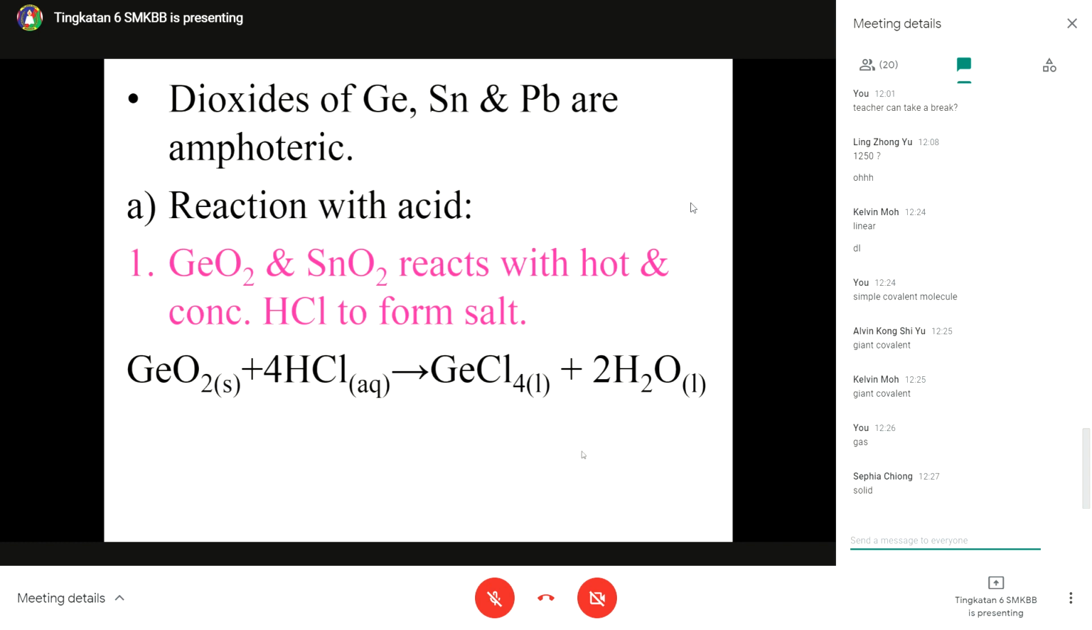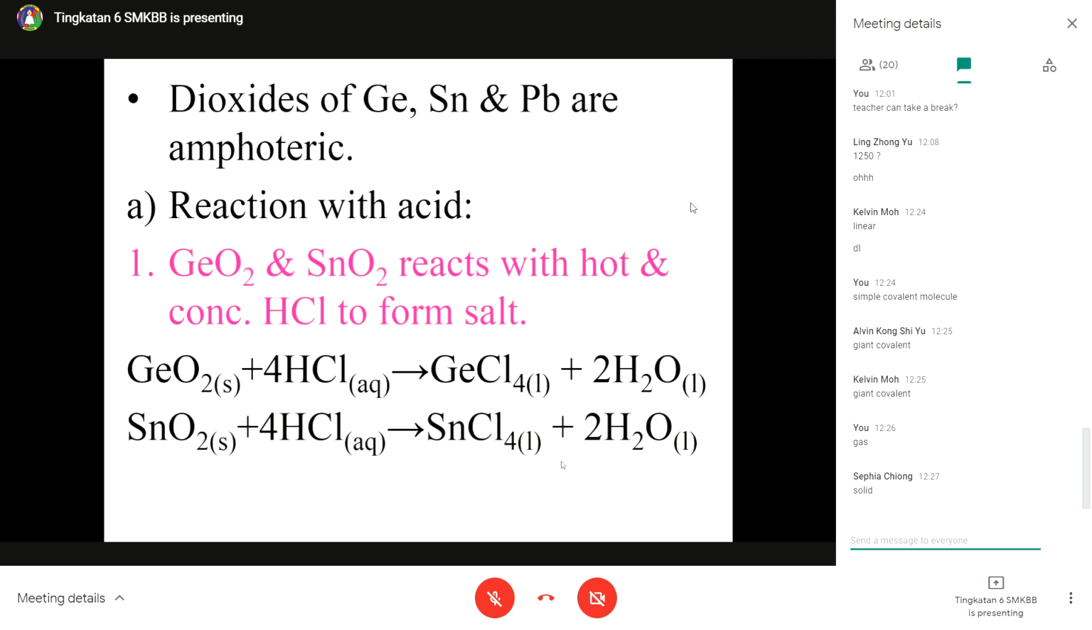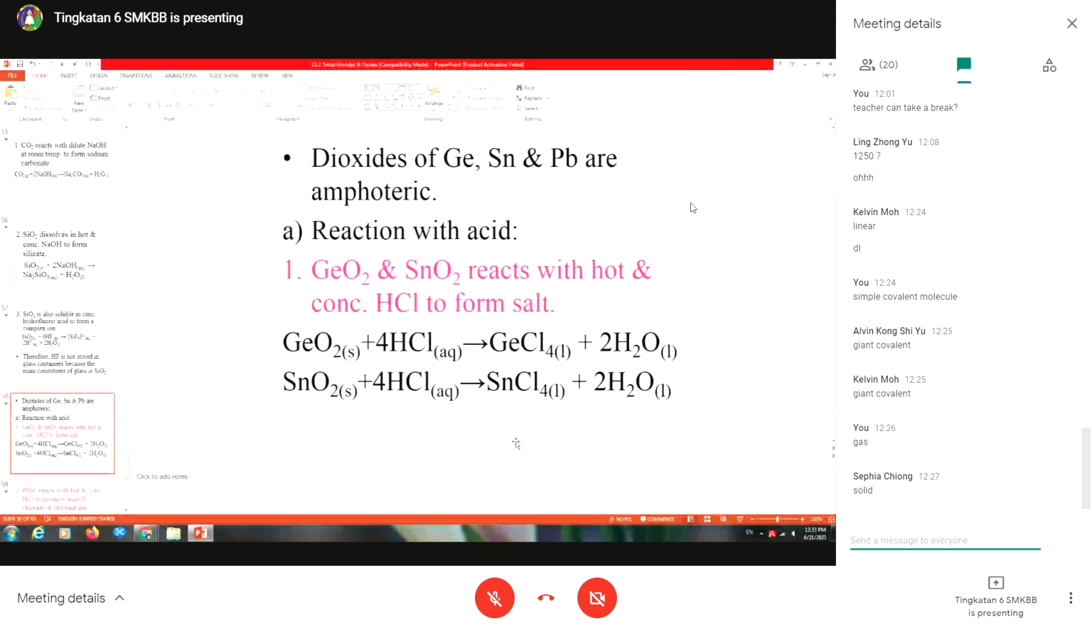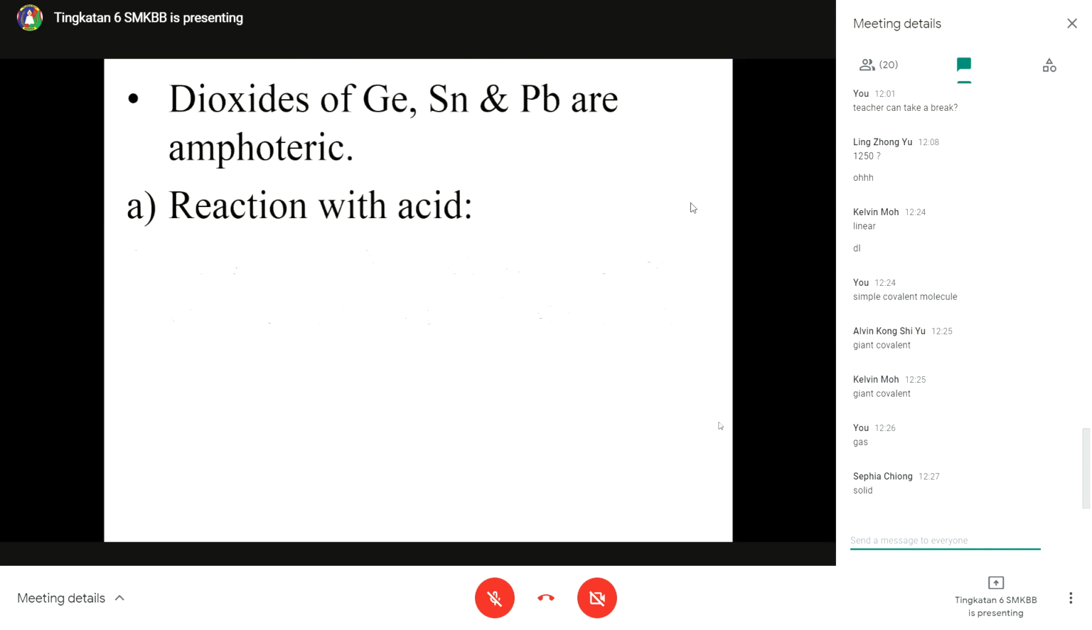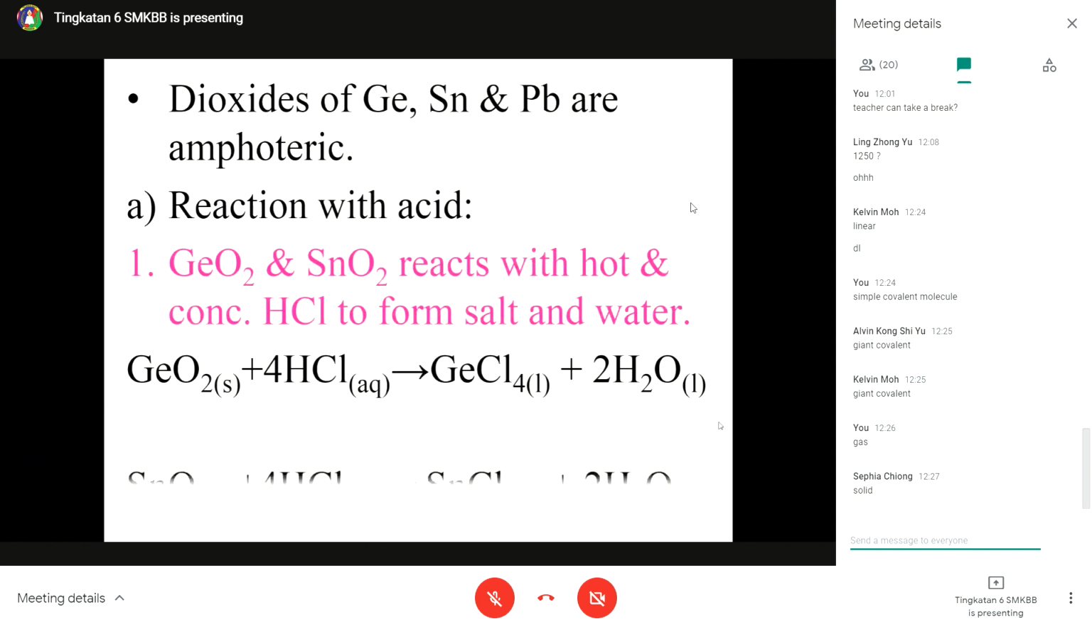So the salt actually is the tetrachloride, yeah? See that? And of course, make sure you pay attention to all the physical states, or else you tend to make mistakes on this part. Be very careful about the physical states.